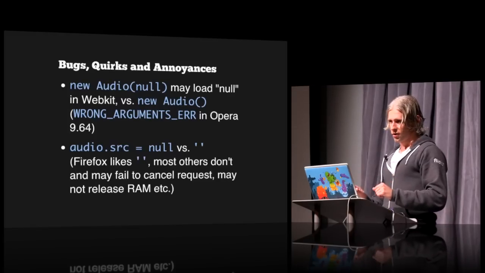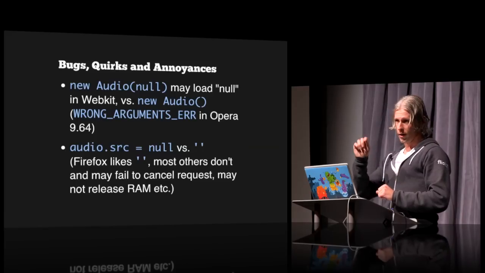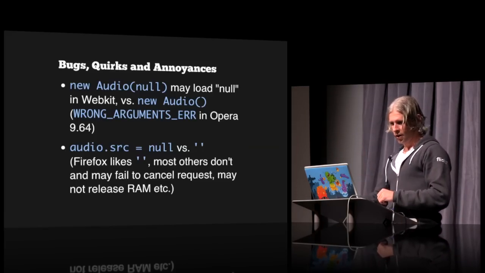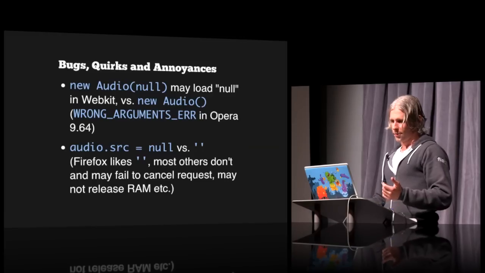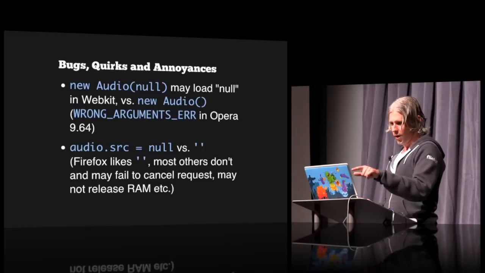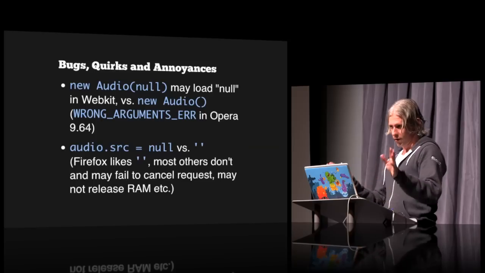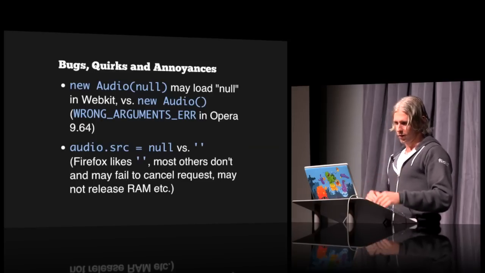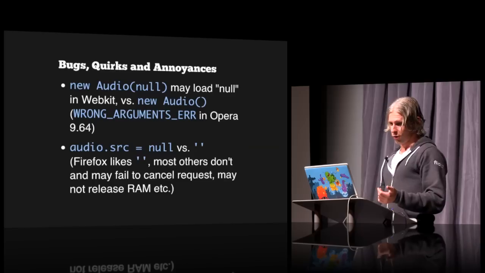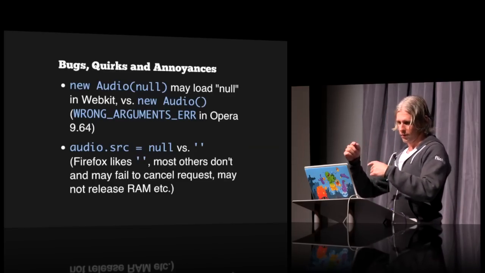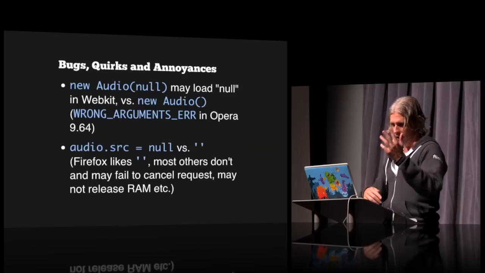A couple other things. When you create an audio object, kind of like creating an image, you might say new Image, not pass any parameters, and then assign a source later. This should work, except that sometimes WebKit decides to load null as a URL. So I would say, okay, then don't pass null, just do new Audio like I should. But then Opera 9.64 barfs with wrong arguments. So you basically have to branch your code: if this browser, do this, else that.